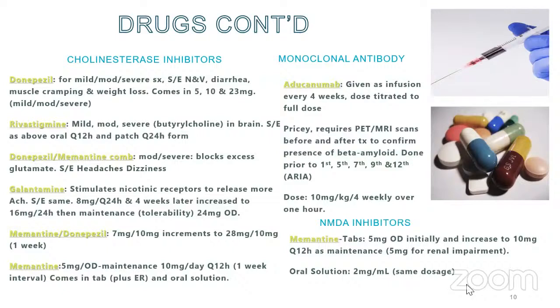We have galantamine, which stimulates nicotinic receptors to release more acetylcholine. The side effects are the same and it has different doses. We can start with a small dose and later increase it, then reach the maintenance dose of 24 milligram OD. Another combination is memantine and donepezil, 7 milligram, 10 milligram. Also, we have memantine alone, 5 milligram OD, and this is the maintenance. And then we have 10 milligram per day QD.